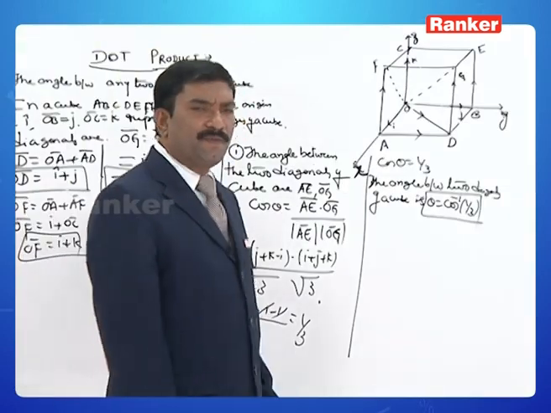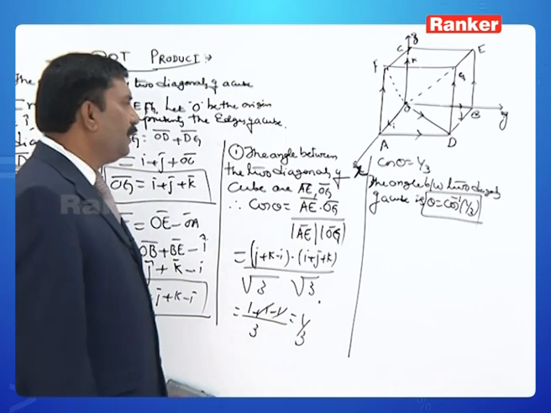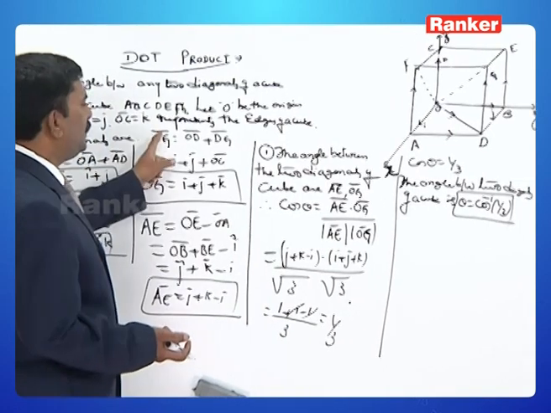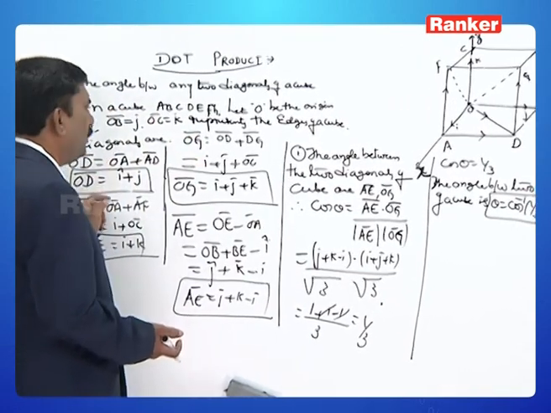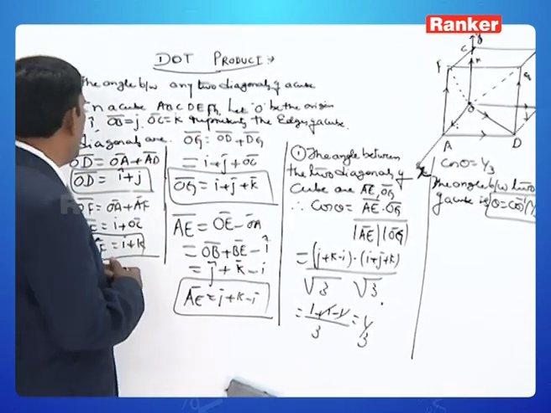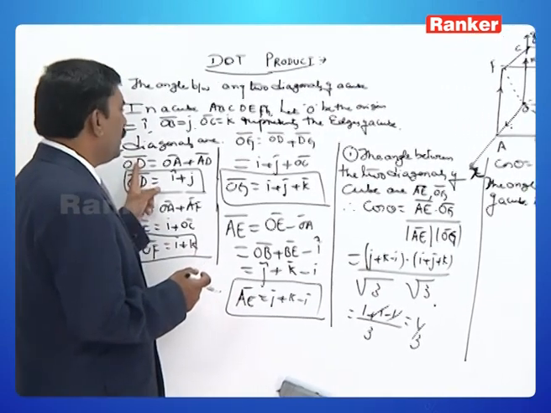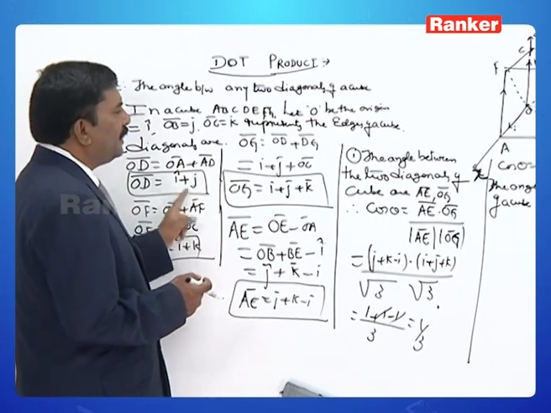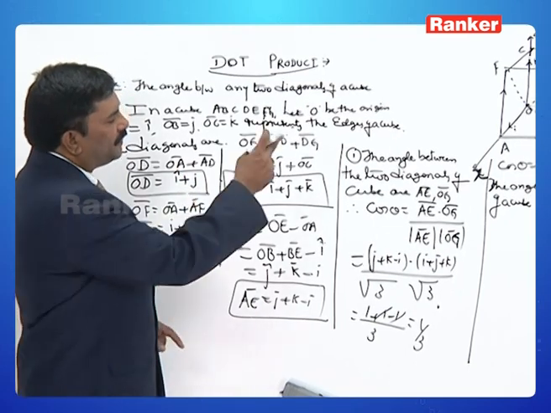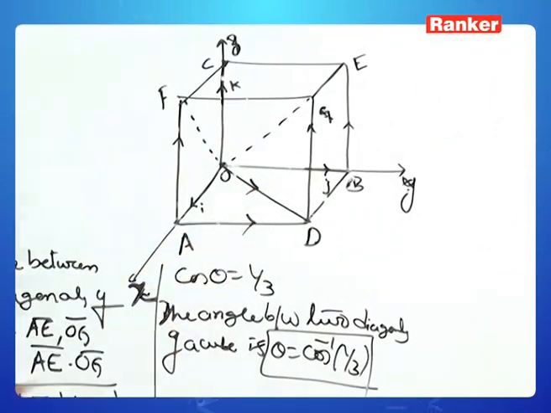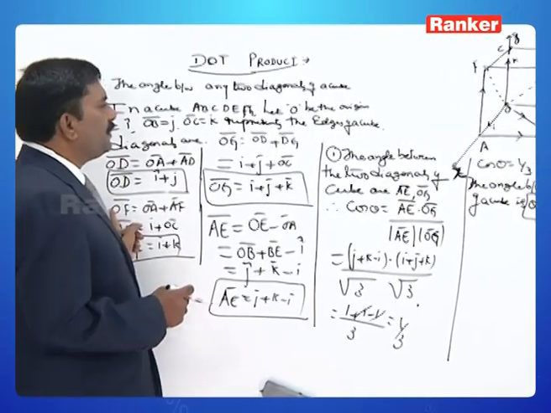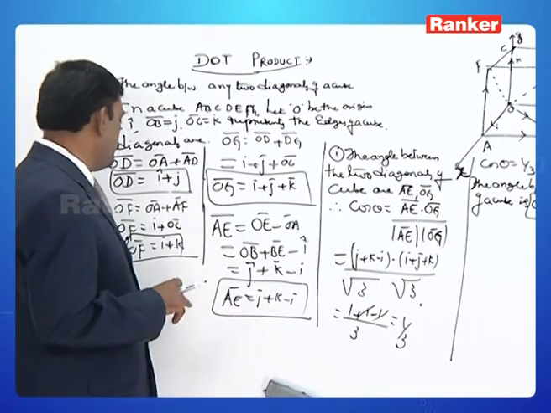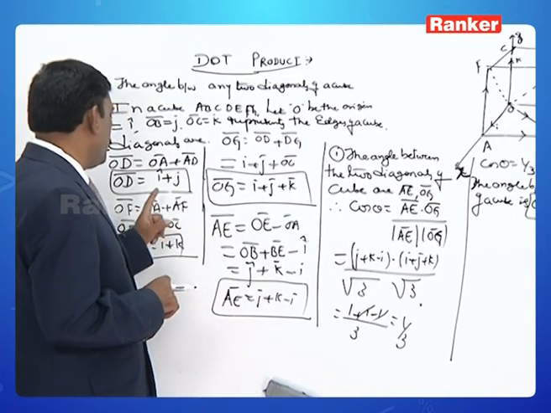Let I, J, K be three vectors representing the three edges of a cube. If they are edges of a cube, let us now find the diagonals OC bar and AD bar. So now OD bar is equal to OA bar plus AD bar. Therefore, OA bar is I, and AD bar is parallel to OB bar, so it is J. OF bar is equal to OA bar plus AF bar by using vector addition. Therefore, OF bar is equal to OA bar, which is I.